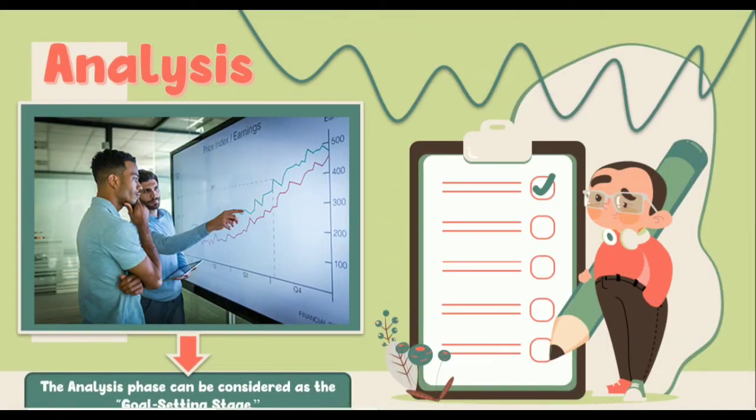So the first is the analysis. The analysis phase can be considered as the goal-setting stage. It is also here that the program matches the level of skill and intelligence that each student and participant show. This is to ensure that what they already know won't be duplicated. At the same time, in this phase, the instructors will distinguish between what the students already know and what they should know after completing the course.